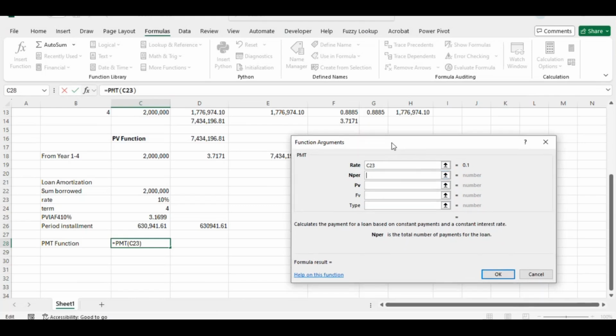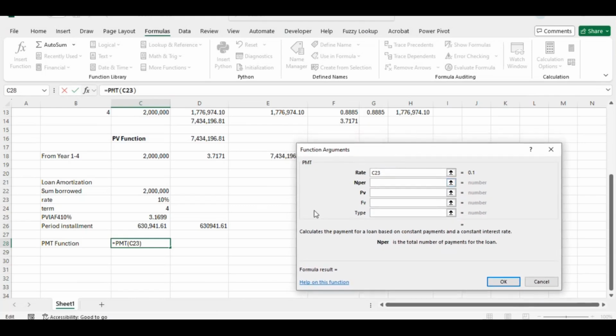Then we have the number of payment periods. In this case, we know the terms of the loan is 4 years. In case it was semi-annually, we could have multiplied these 4 years by 2, so I could have just said times 2 and have it as 8 periods. But because it is annually, we just leave it as 4 periods.